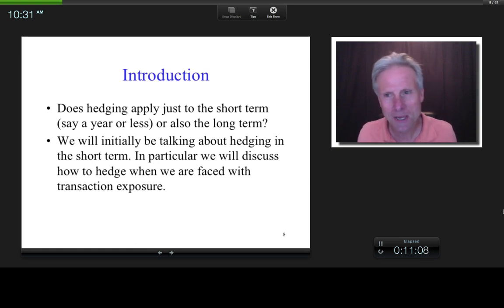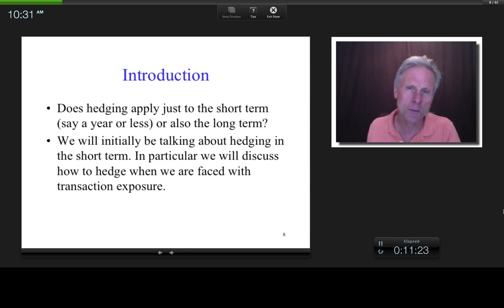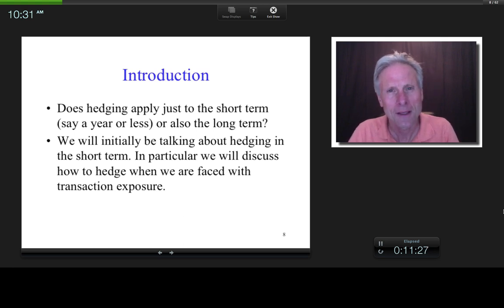I mean, there's some exceptions, like options, they have what's called leaps, which goes beyond a year, but they're generally pretty thinly traded. And in any case, we're going to be talking about using these instruments for a year or less. And we're going to associate it with a specific transaction. I'll tell you what I mean by that in a minute. But hedging can also, in principle, apply in the long term.